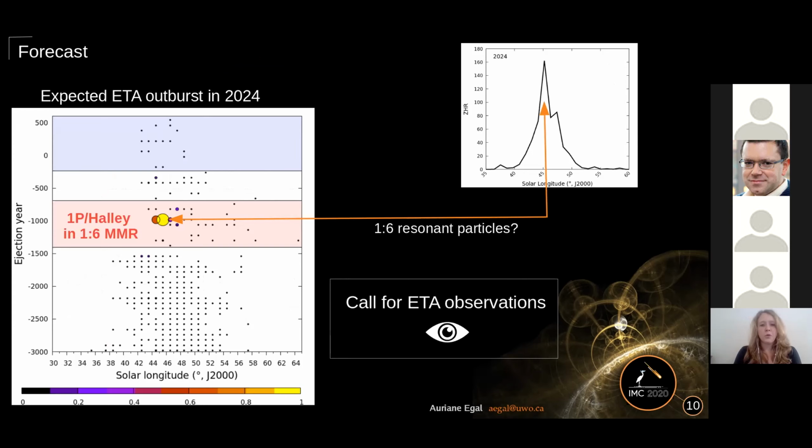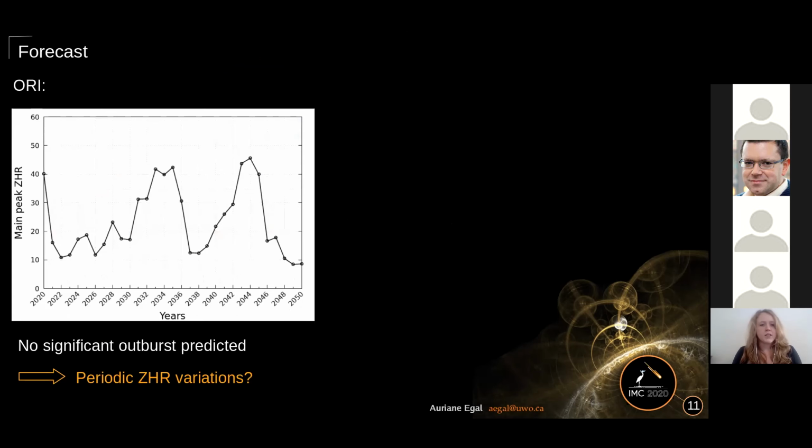So it will be super helpful to observe the activity of the shower in the coming years, and especially in 2024, to confirm this prediction and refine our model. For the Orionids, we expect no significant outbursts until 2050. Our simulated rates, this time in black, oscillate between 10 and 40 meteors per hour. And actually, this is what has been observed in the past for the shower.